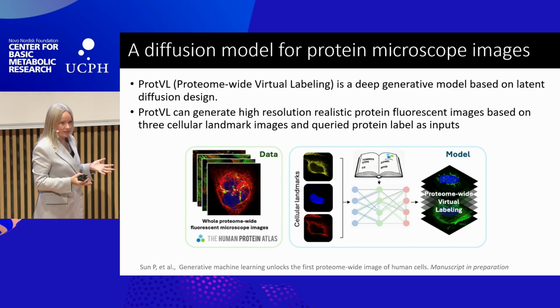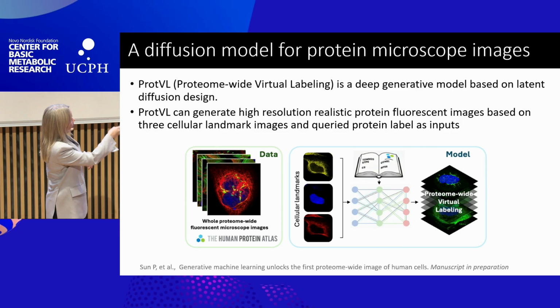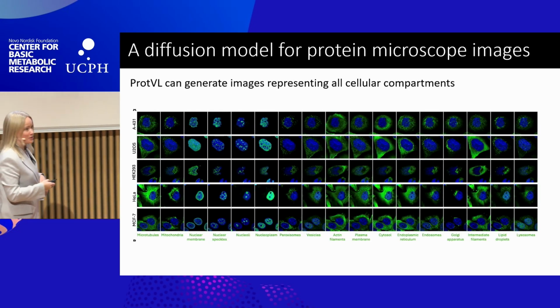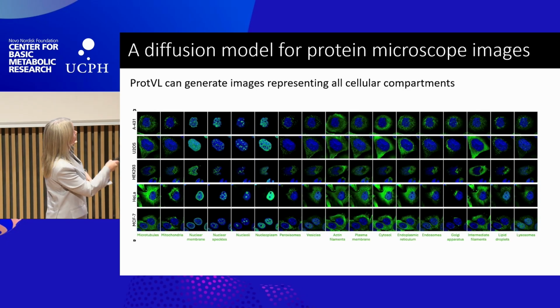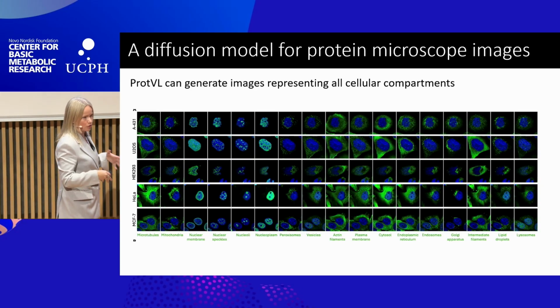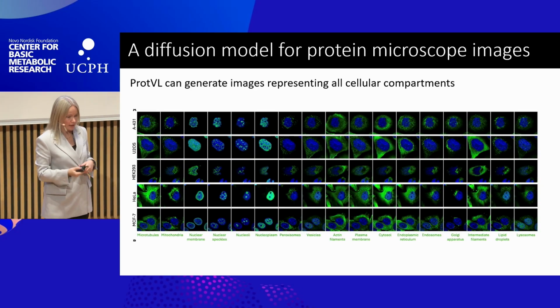But the nice thing here is that we're not limited to the number of fluorescent channels that you can measure in a microscope. We can input these reference markers and output images of all human proteins, for example. So here are some example images of generated stains for proteins in all the different organelles, in some different cell lines, just to show that it works robustly across cell lines. It works robustly across all organelles.